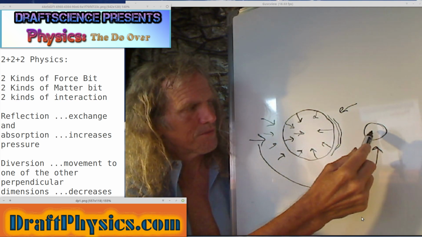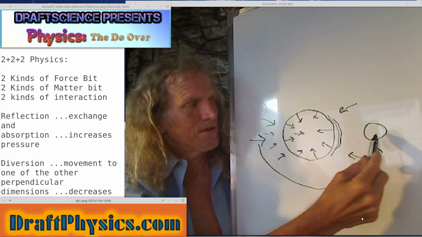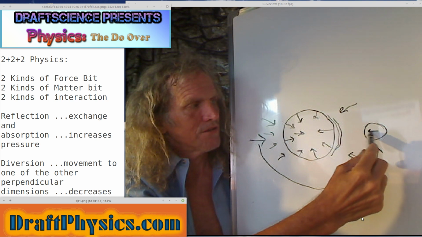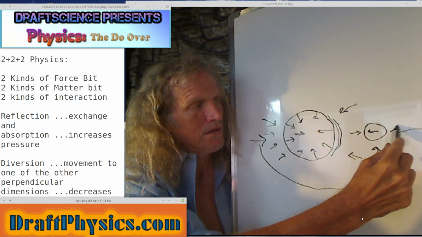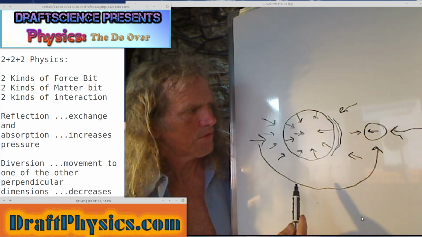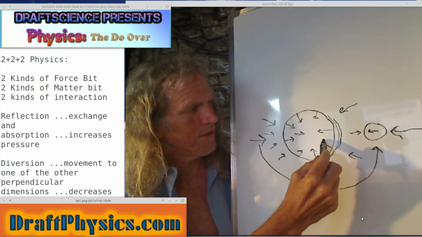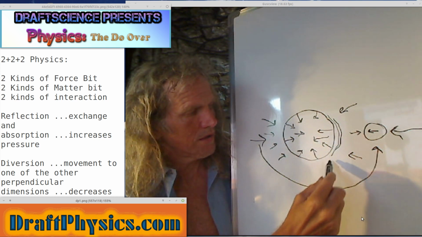So this absorption would be felt by this one because it didn't get hit by the arrow. Therefore, it's going to move in this direction, because there's going to be less stuff hitting it this way than this way, right? And so you can understand why it moves forward. Now, what happens when this force gets absorbed going this way?